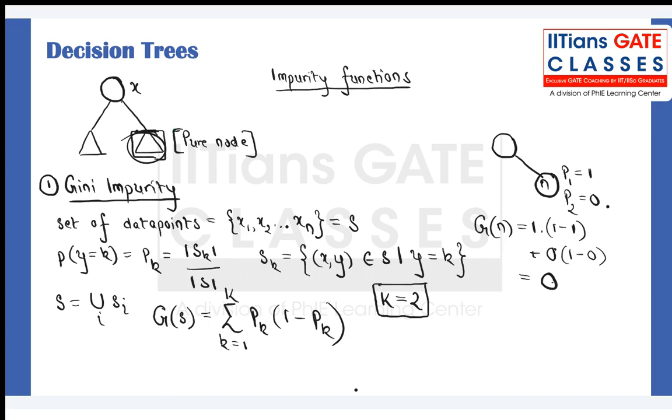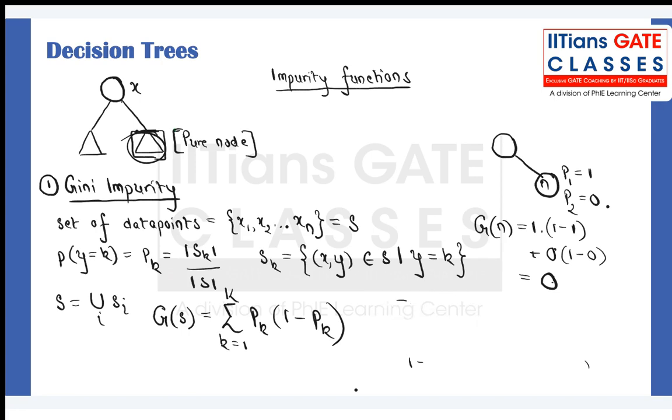Okay, so your graph of G of P is something like this. For k equal to 2, I can say G of P is nothing but 2P into 1 minus P. So if you substitute, let's say for P1 you say P. Let me not jump the gun here, let me do it in the next slide.